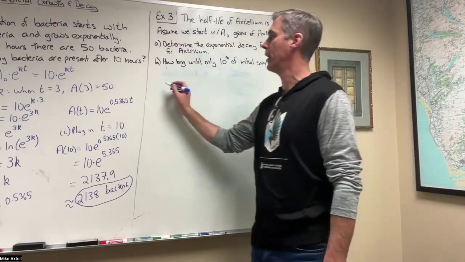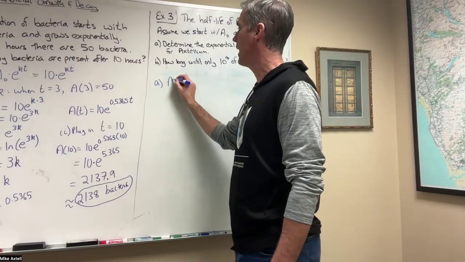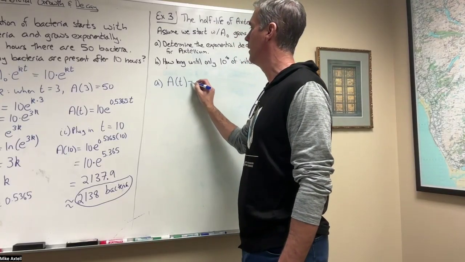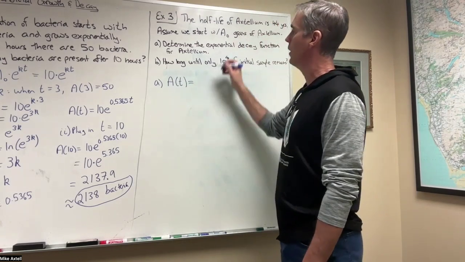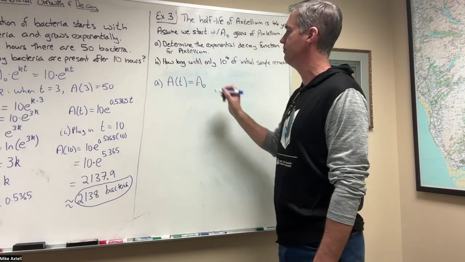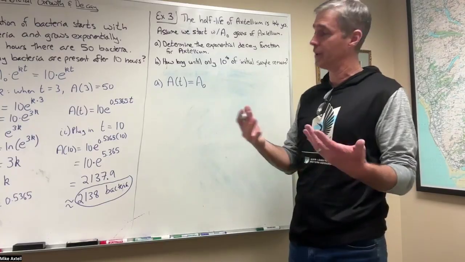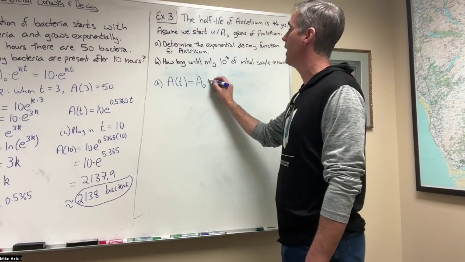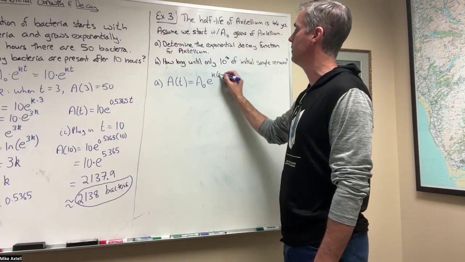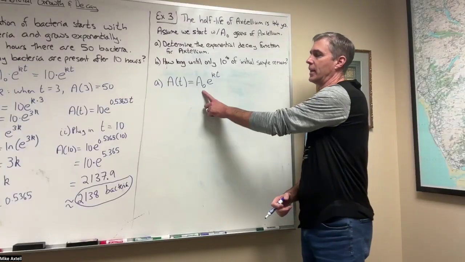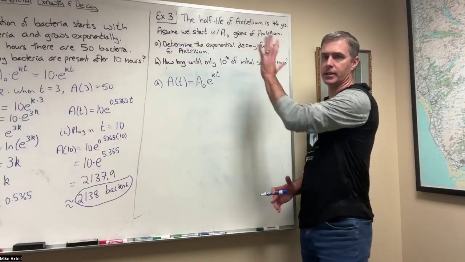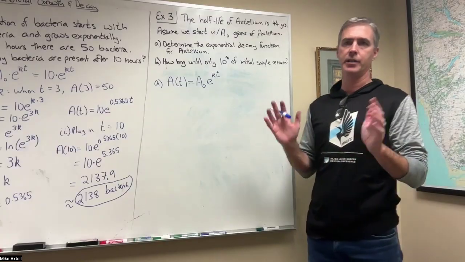Let's start with A. I am looking for the amount after t years. We know the initial amount is this constant, A sub 0. And then I know there's a k and a t involved, right? I'm never going to get the value of A sub 0. It's just a number, but I don't know it, but I'll just deal with it.